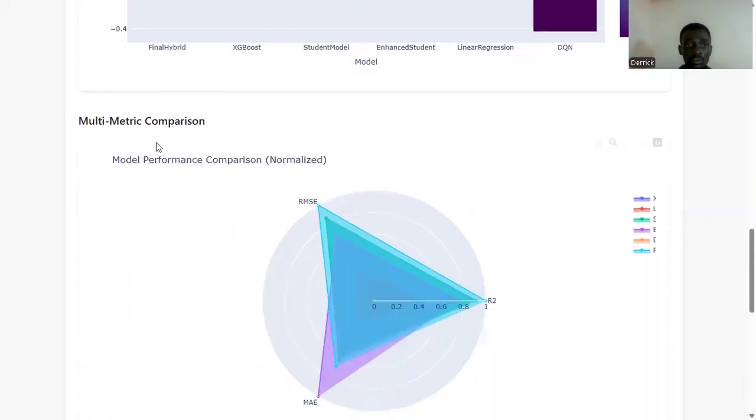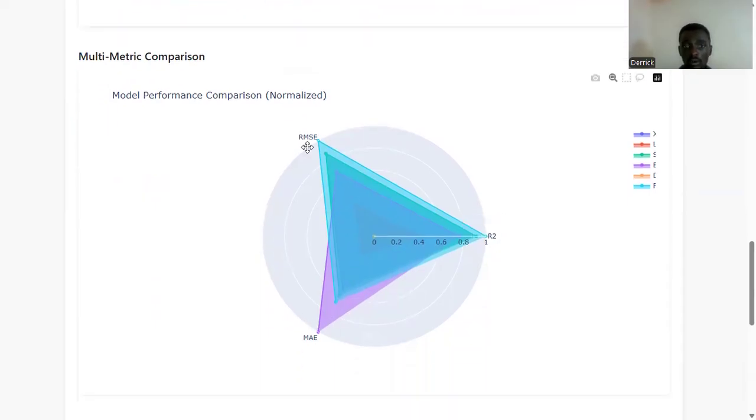Then we did some multimetric comparison for the RMSE, R squared, and MAE to come up with this graph, which shows normalized values. You can see the hybrid, and you can have a look at the final hybrid and how it relates to all the other models, the ensemble model, then the student. So that's how they have been.